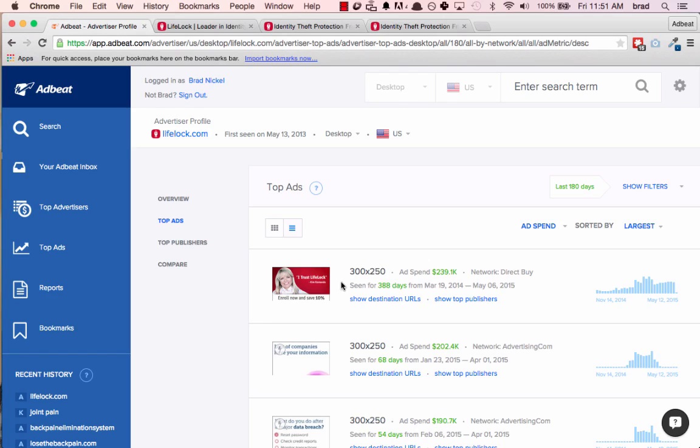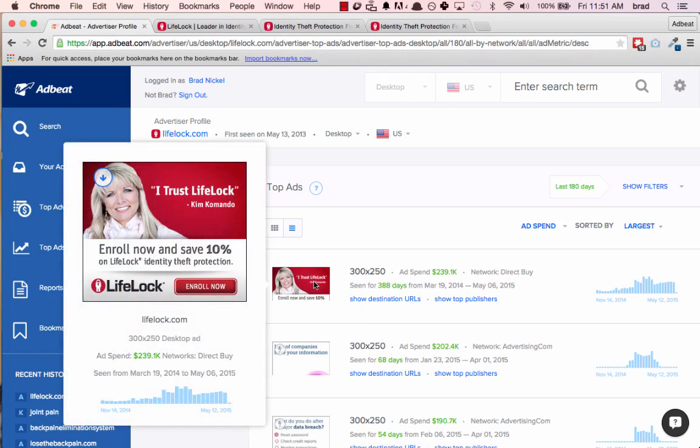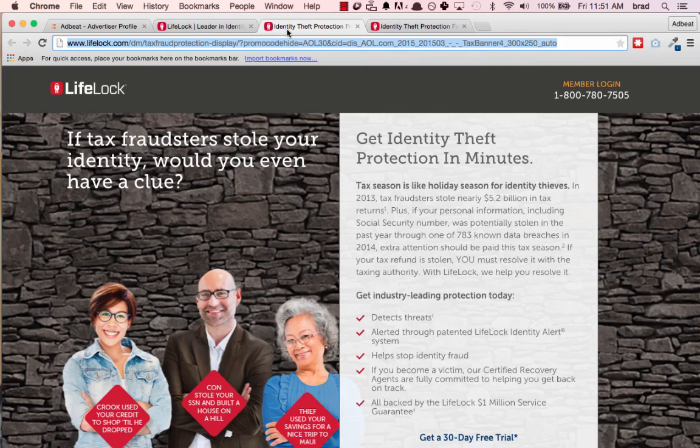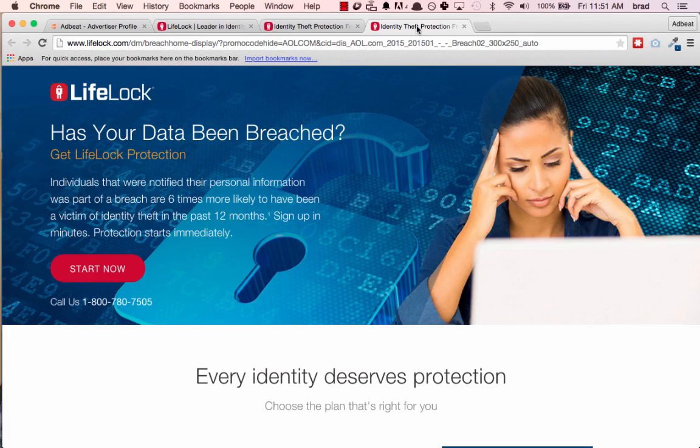So for example, if we click on Kim Komando's ad, it takes us to a page with Kim Komando front and center. If we click on the tax ad, it takes us to a page where it talks about tax return money that was stolen in 2013. And if we click this ad that talks about data breaches, we're taken to a landing page that, you guessed it, talks about data breaches.